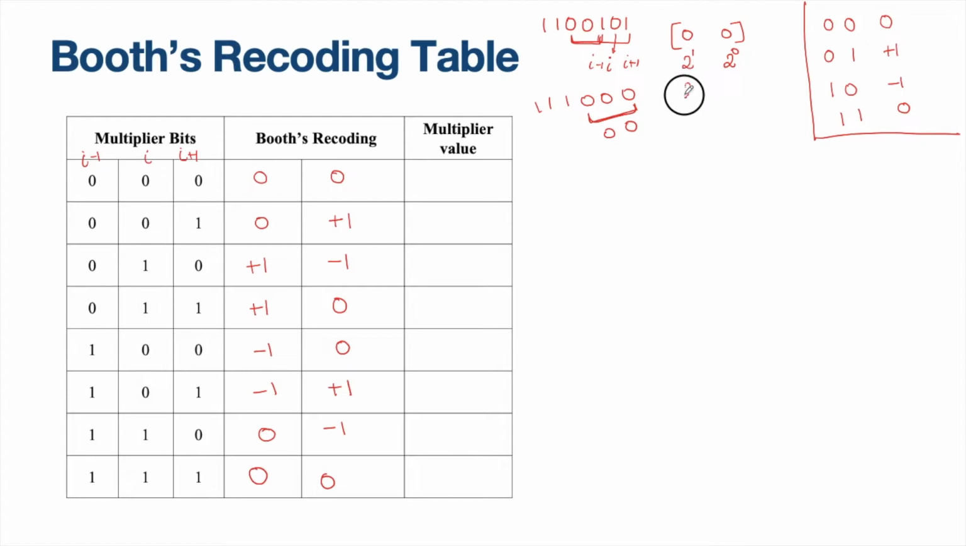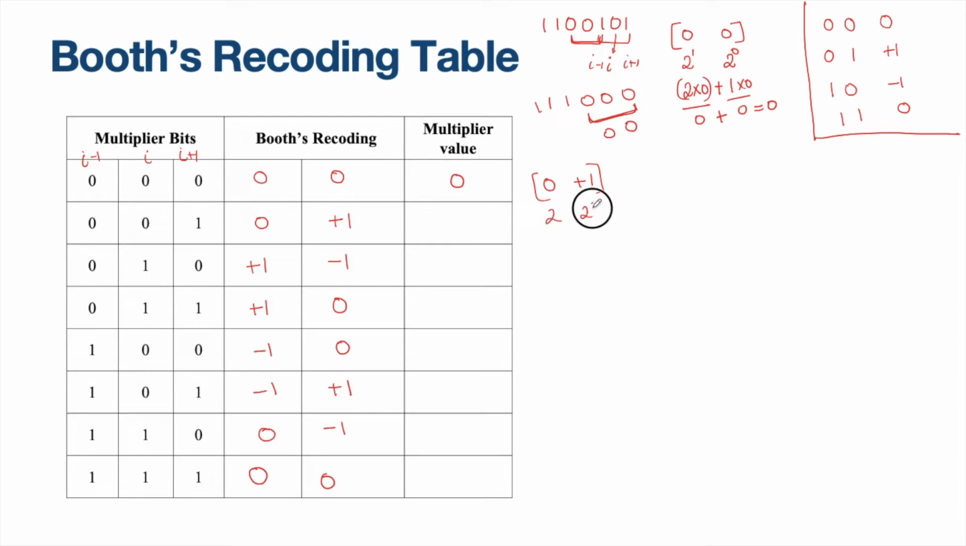2 to the power 1 means 2 into what is the value here? 0 plus 2 to the power 0 is 1. 1 into 0, again, this is also 0. This is also 0. When you add together, it results in 0. Therefore, the multiplier value at this location is going to be 0. And for the next combination, it is 0 and plus 1.